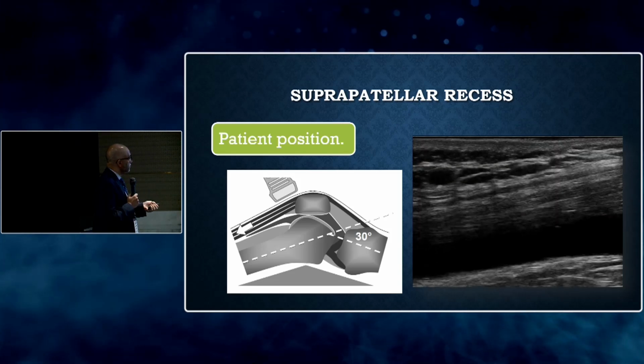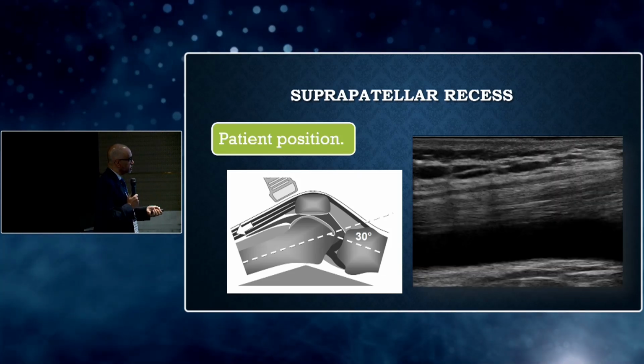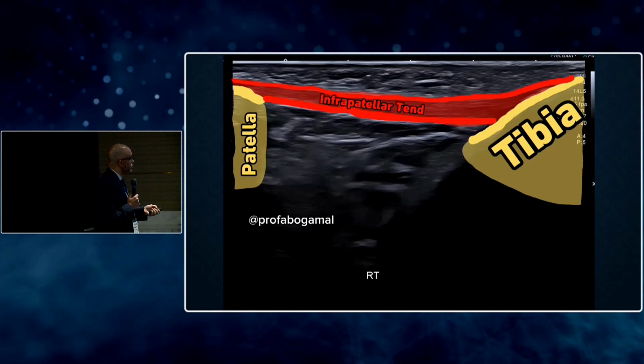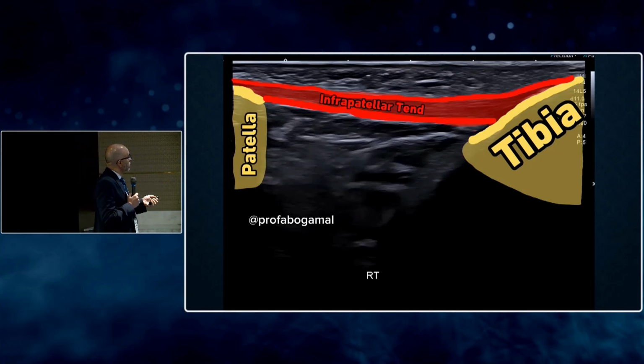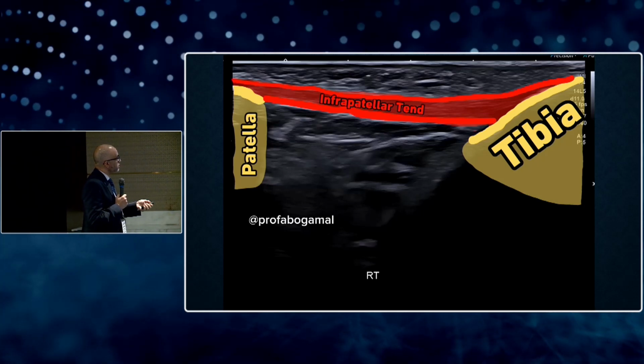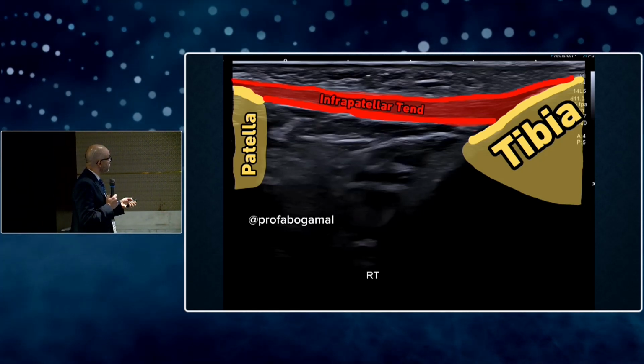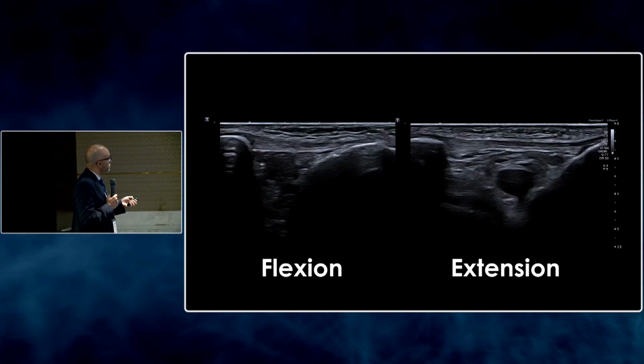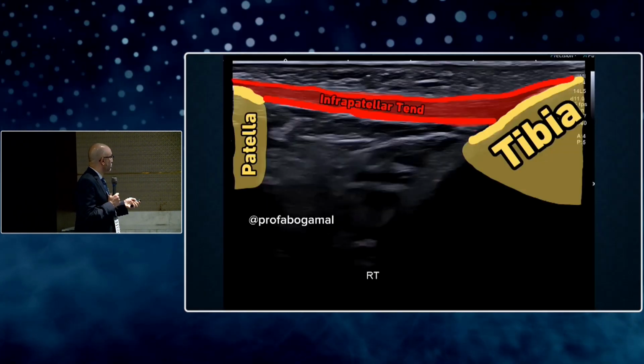That's why you are examining at 30 to 40 degrees, to allow you to see distension of the suprapatellar recess. Here, this is the typical ultrasound image infrapatellar. You can see the ligaments and the tibial and patellar attachments. And this is actually on the normal side.